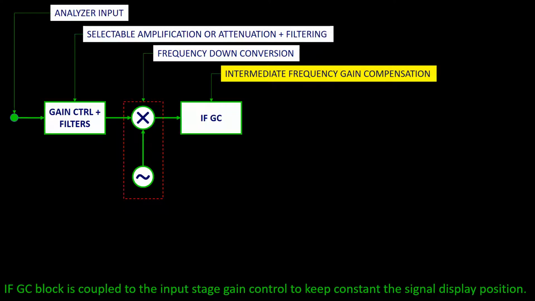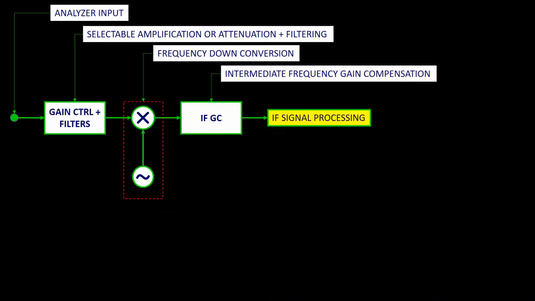The analyzer has an IF gain compensation circuit that comes after the down conversion block. Its main function is to compensate mixer losses. The circuit block you will find after the gain compensation is the one that has experienced major technology improvements during the last years. It is in charge of doing the analog to digital conversion and signal processing, and has made possible to significantly reduce the measurement time and lower the minimum frequency of operation.